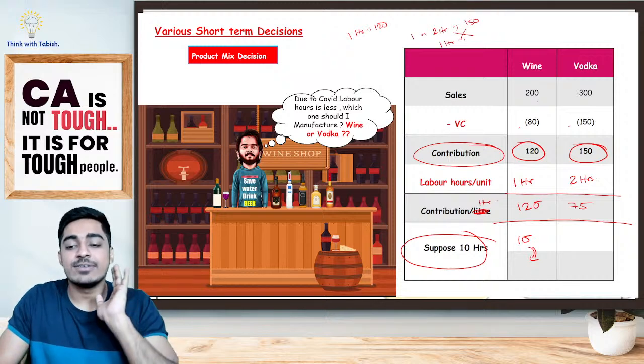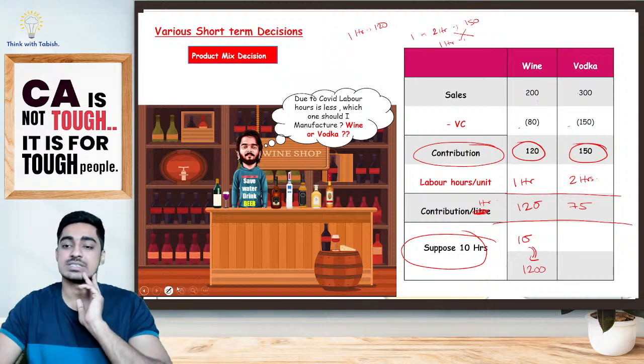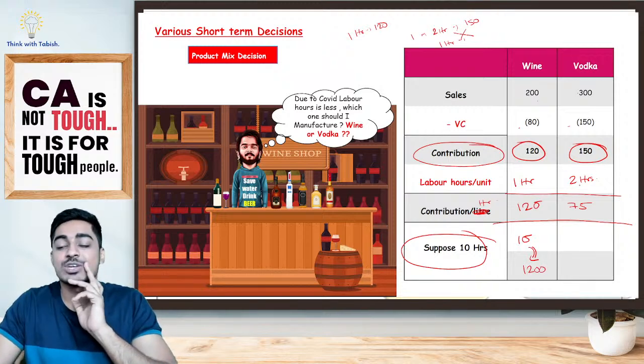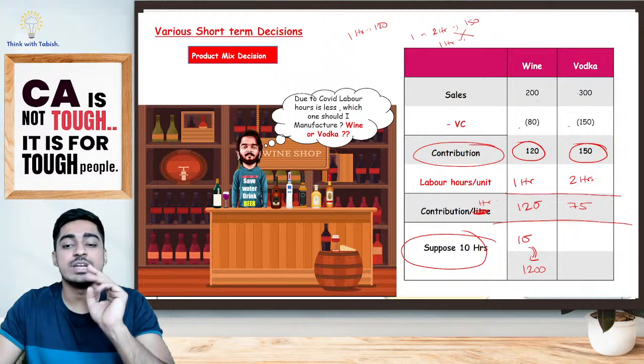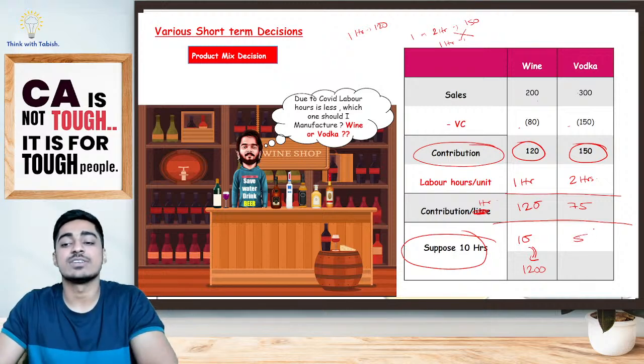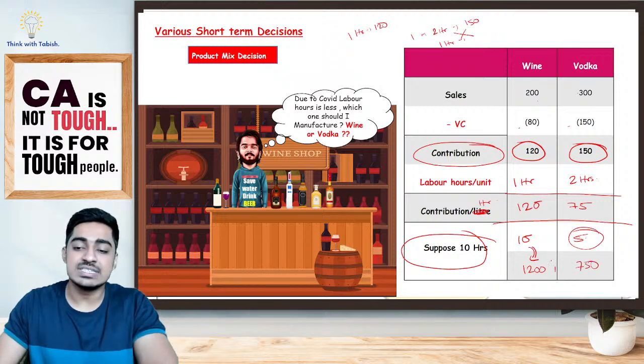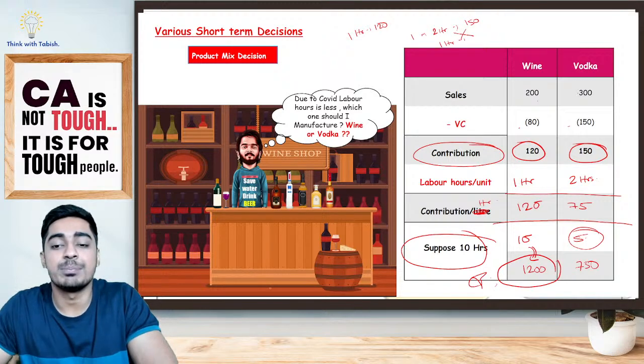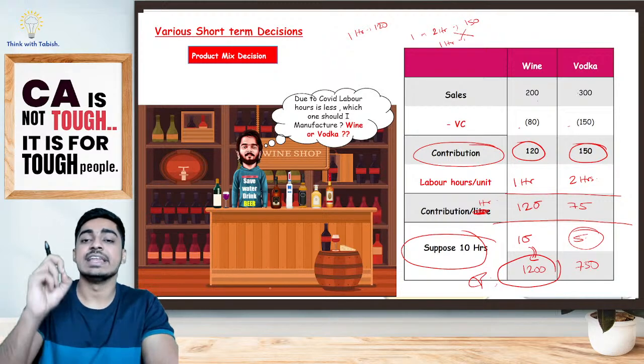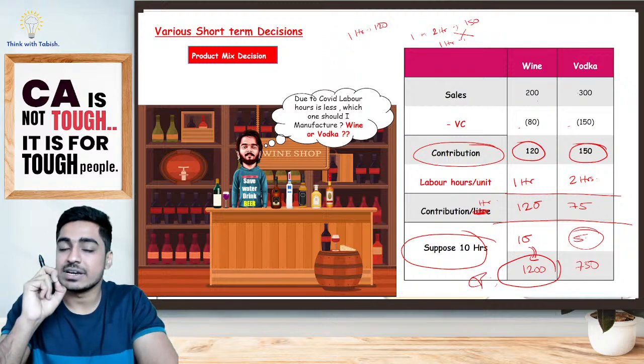So if we sell 10 wine, we will be getting 1,002. Yes. To manufacture one vodka, 2 hours is required. So in 10 hours, we'll be in a position to manufacture 5 vodka. By selling every vodka, we get 150 rupees. So 150 into 5, 750. So this is having a higher contribution. This has to be given a priority if labor hours is a limiting factor.